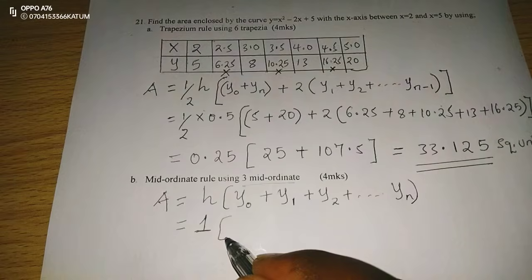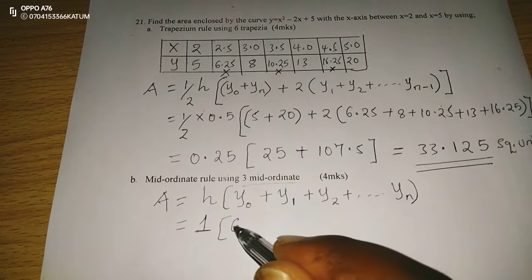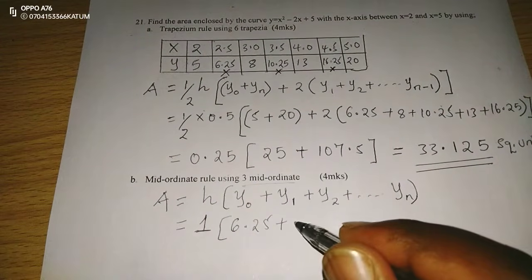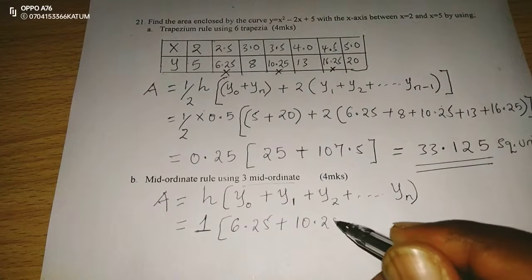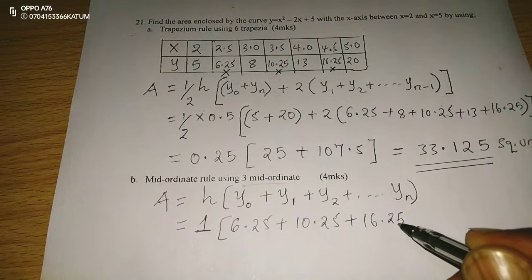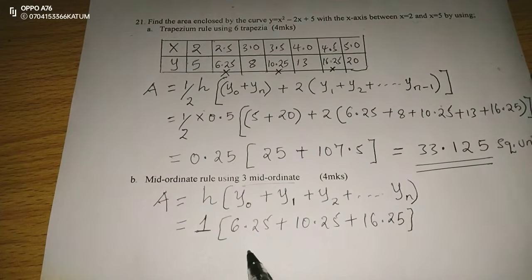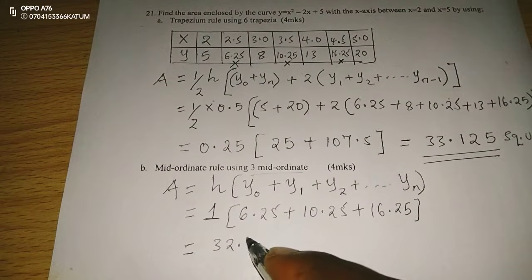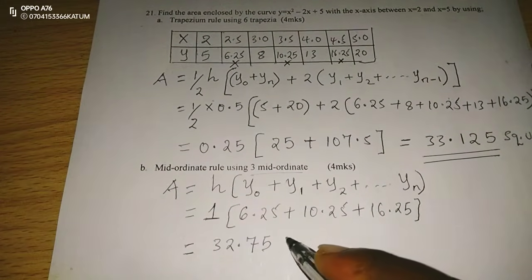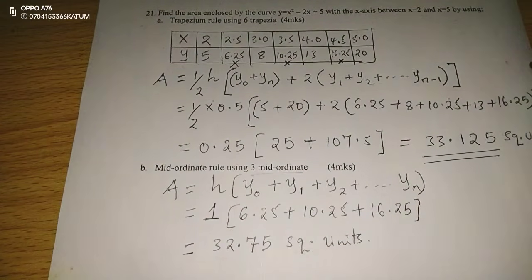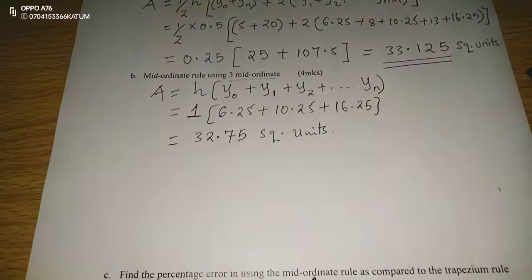Then the first ordinate, according to the table above, 6.25. Then we add the next one, 10.25. Then we add 16.25. Remember, finally, we're going to multiply by 1. This is going to give us 32.75 square units. So that is the area using the mid-ordinate rule.